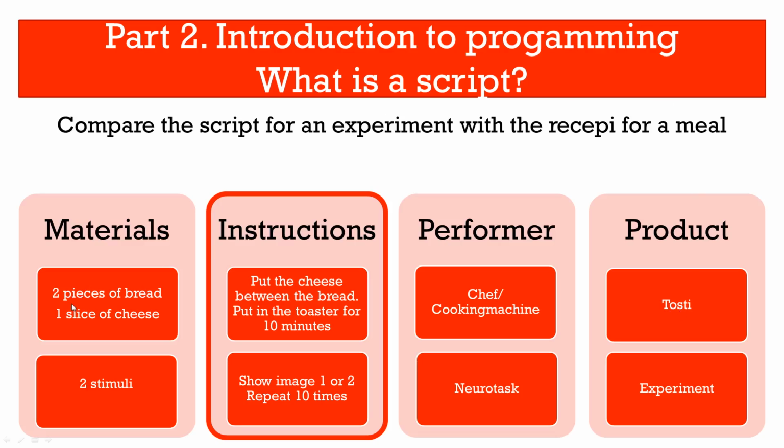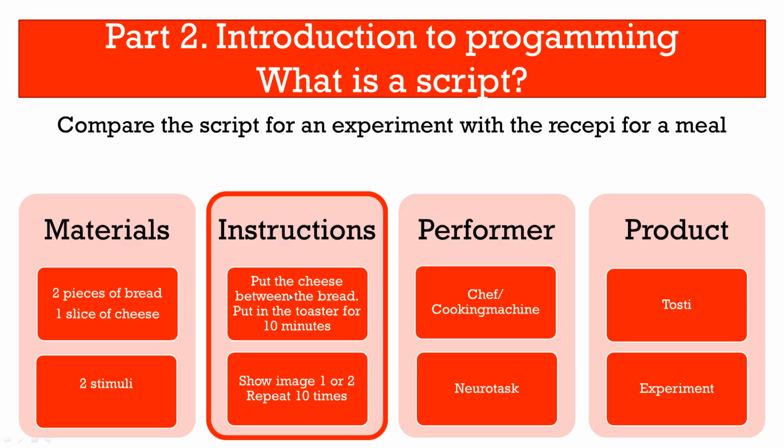For that we need some materials, namely 2 pieces of bread and 1 slice of cheese. Then we need some instructions. So put the cheese between the bread and put in the toaster for 10 minutes. And then we need some kind of performer. Which in this case will be a chef or a cooking machine, which will perform the instructions on the materials to create the product, a toastie.